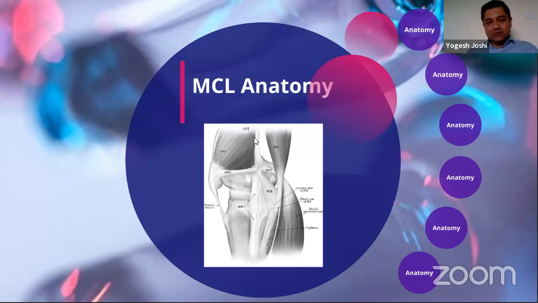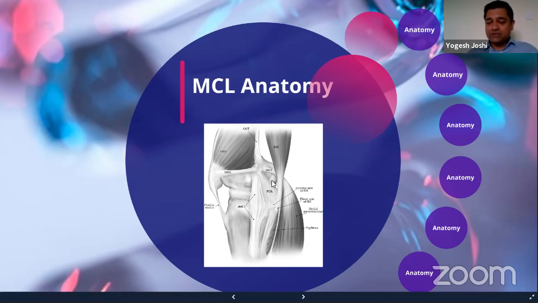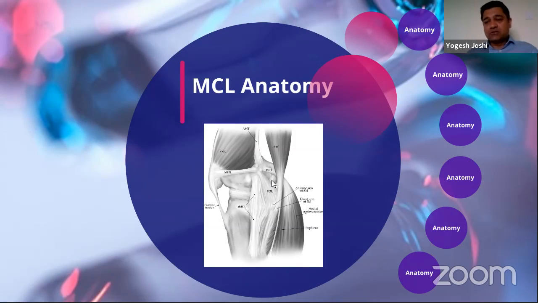So we'll talk about the anatomy of the MCL. As you know, it's the medial structure of the knee. It has got quite a few components. The main component is the superficial MCL, and the other components are the deep MCL, the posterior oblique ligament, and the posterior part of the capsule, the posteromedial capsular thickening, which is the whole part of the deep medial structures, which we are going to talk about.